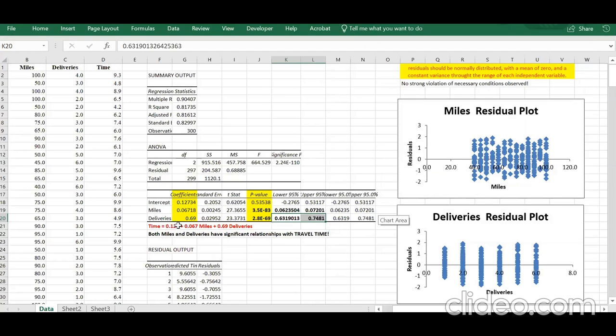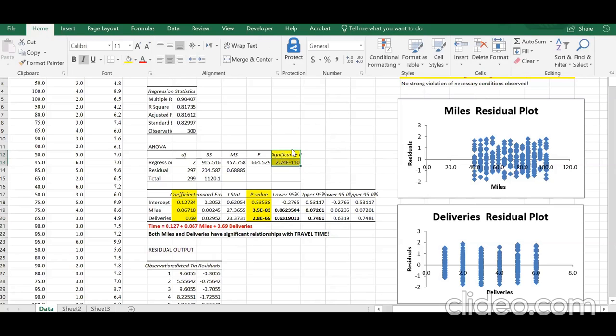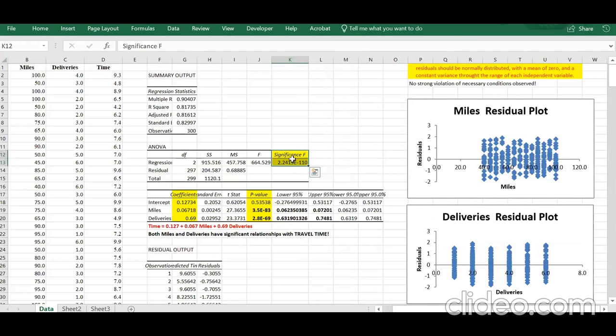So you can say the coefficient, the population coefficient for deliveries with 95% confidence would be between 0.63 and 0.75. All right, so this is how we make the conclusion here. This was the first statistical inference. This is now the second part of our statistical inference, the confidence interval. I'm not going to write it down. It's obvious to me. The third part would be the overall regression analysis, and that would be through significance F.